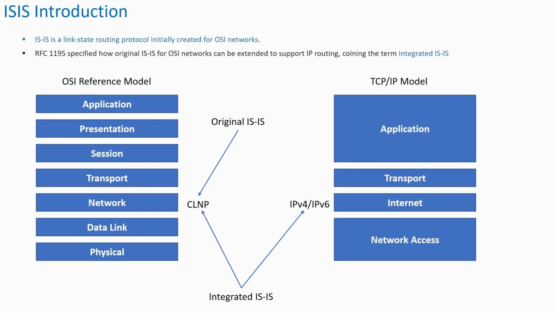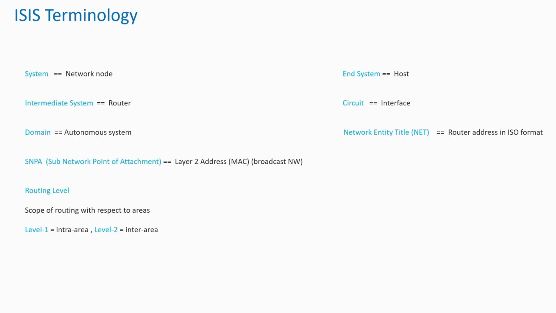Later, RFC 1195 specified how the original ISIS for OSI networks can be extended to support IP routing, coining the term integrated ISIS. One of the major reasons people who are familiar with OSPF find ISIS difficult is because of the different terminologies used by ISIS.